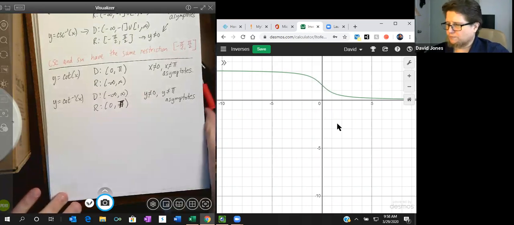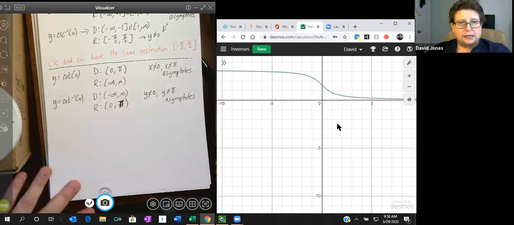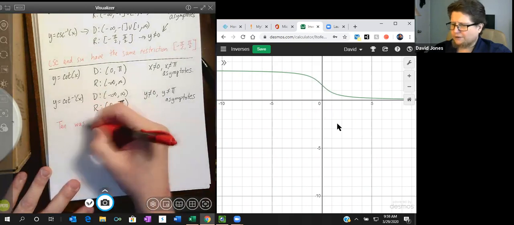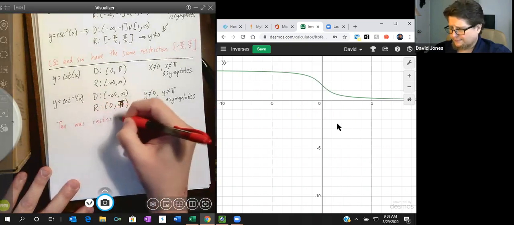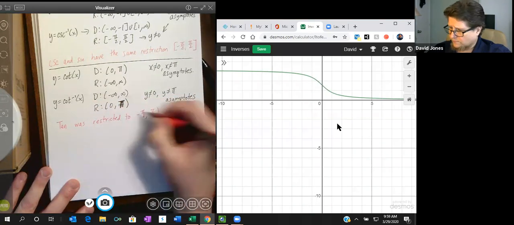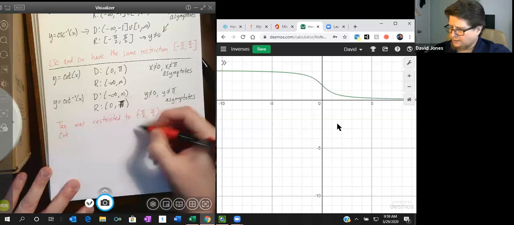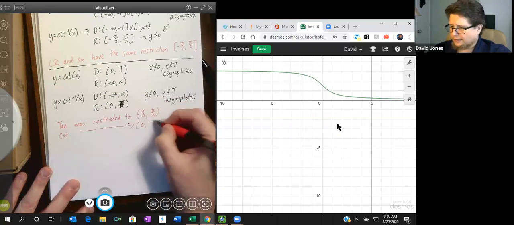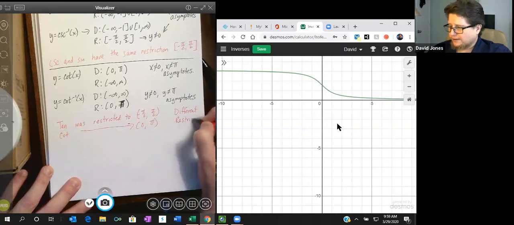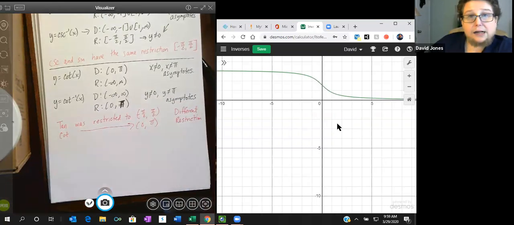What was tangent's restriction? Tangent was restricted to negative pi over 2 to pi over 2. Cotangent, 0 to pi. They have different restrictions. They're the only two reciprocals that do, which makes working with cotangent inverse a pain. I'm going to be honest with you.